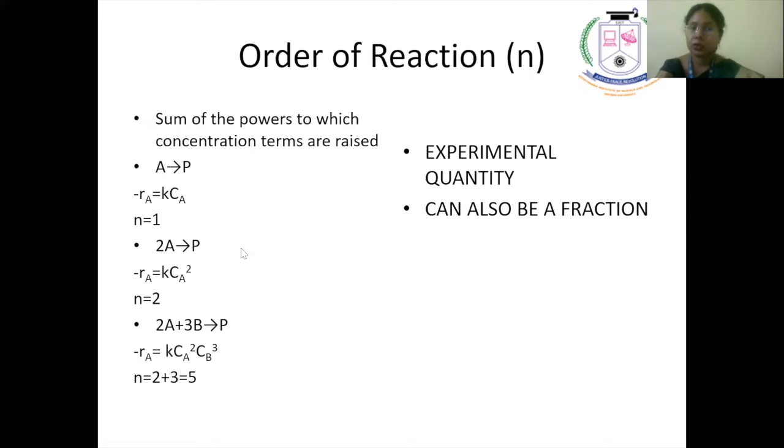And if there are two reactants, we write the rate equation like this. Consider the equation 2A plus 3B giving P. The rate equation can be written as minus rA is equal to k CA to the power of 2, CB to the power of 3. Here the sum of the powers can be taken, which is 2 plus 3 giving 5. So order of reaction is an experimental quantity. It can also be a fraction.